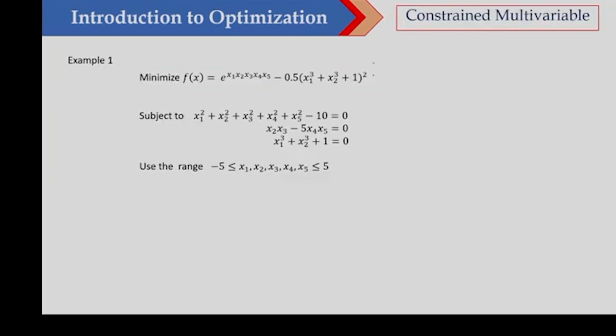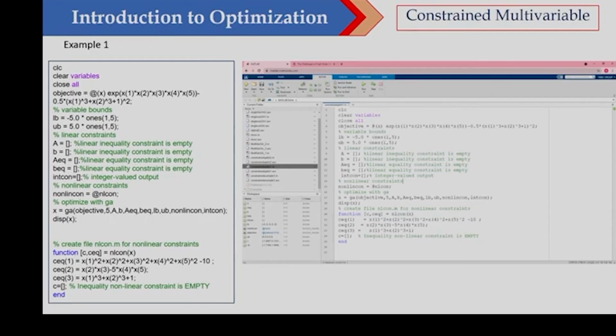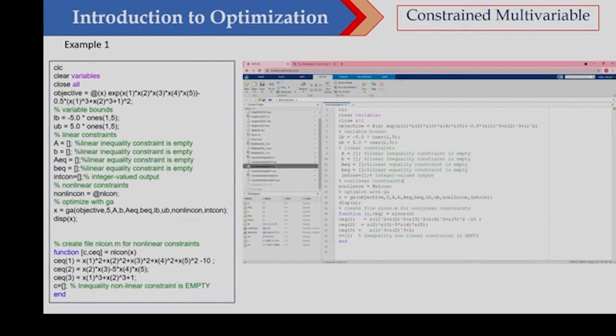And this is the constrained problem. We have 3 inequality constraints. The problem has already been defined. So, let me see how we can explain this problem in GA. In case of PSO, I cannot define the nonlinear constraint.